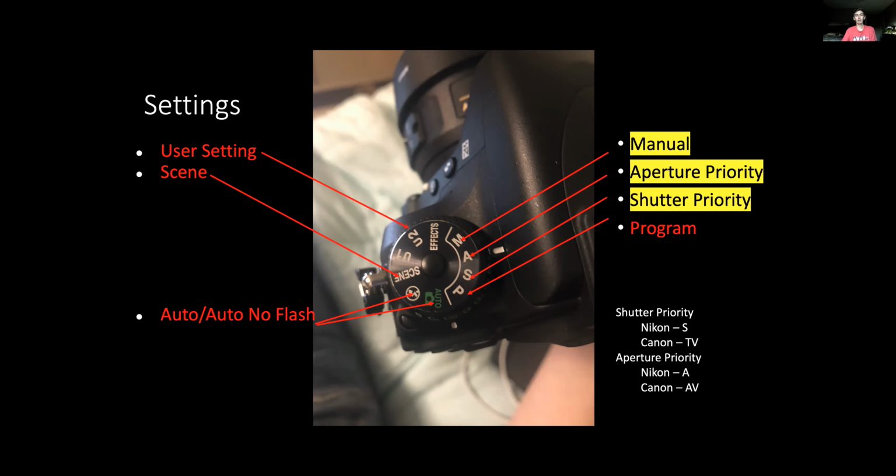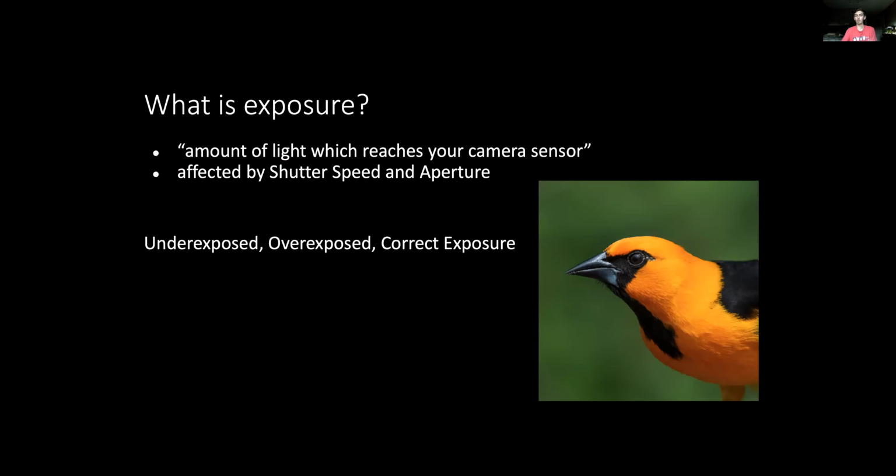In all of these, we're going to affect how you can adjust the exposure of your photos, which brings up the question, what is exposure? You've probably heard people talk about exposing a photo correctly. It's technically the amount of light that reaches your camera sensor at a given time, and this is affected by your shutter speed and aperture. We'll go over what that looks like later as well. But you're going to hear people refer to a photo as being underexposed, overexposed, or exposed correctly.